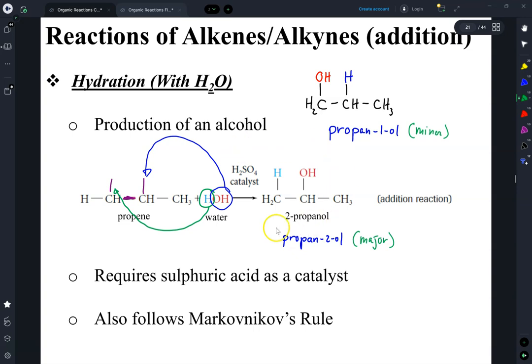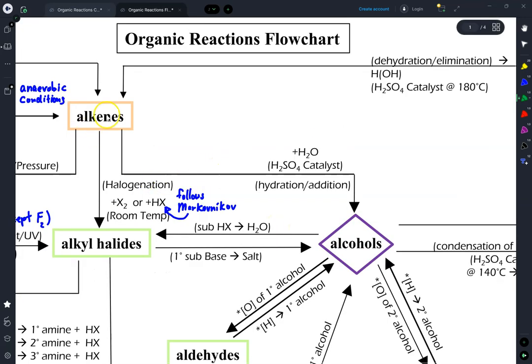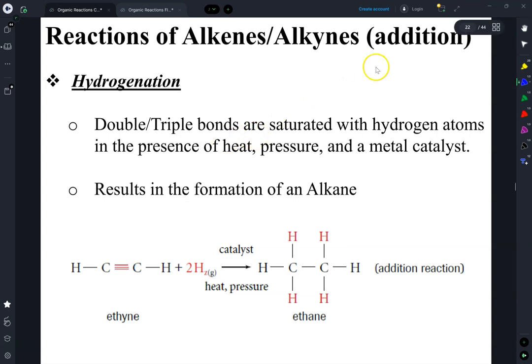Let's go ahead and put this all on our flowchart, going from alkenes to alcohols through an addition reaction involving water and sulfuric acid catalyst. This, of course, is a hydration reaction. And let's remind ourselves that this reaction also follows Markovnikov's rule. The last addition reaction involving alkenes and alkynes that we're going to look at is called hydrogenation.